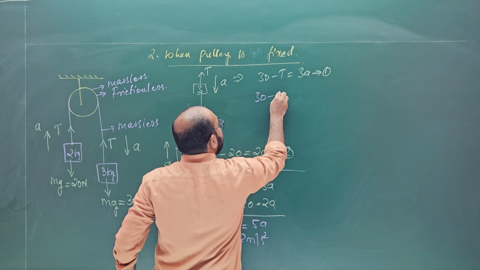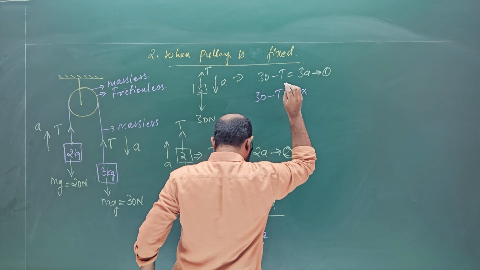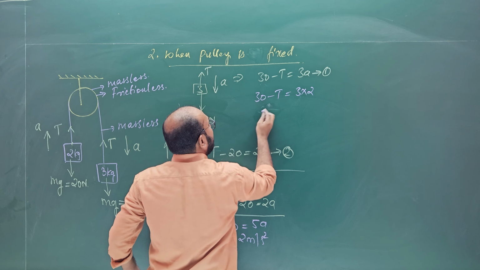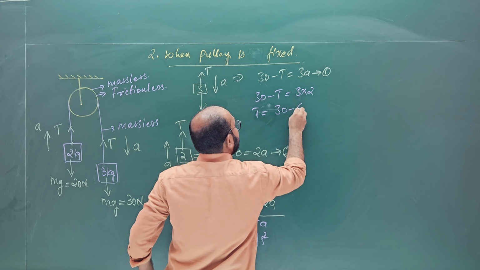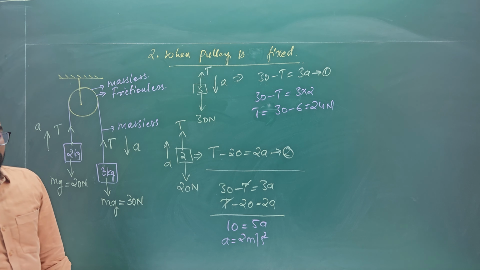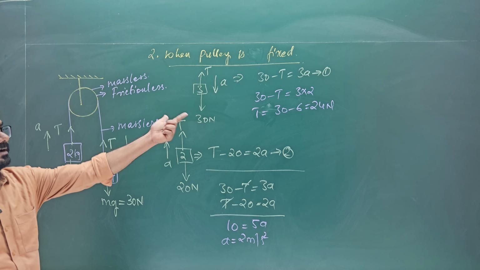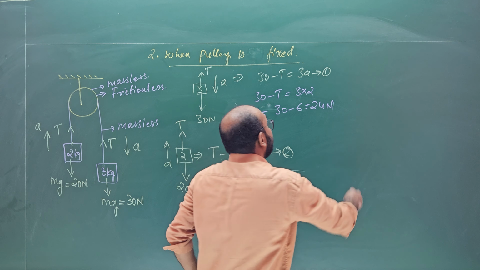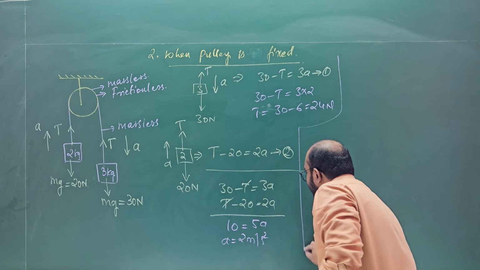So 30 minus T is equal to 3 into how much? 2. So 30 minus T is equal to 30 minus 6, that is 24 Newton. Either substitute in equation 1 or substitute in equation 2, you will be getting tension equal to how much? 24 Newton only. Okay, this is your part 1.